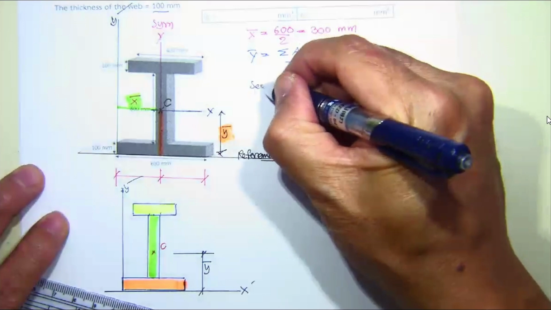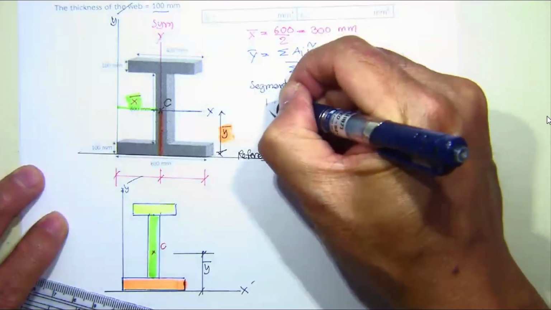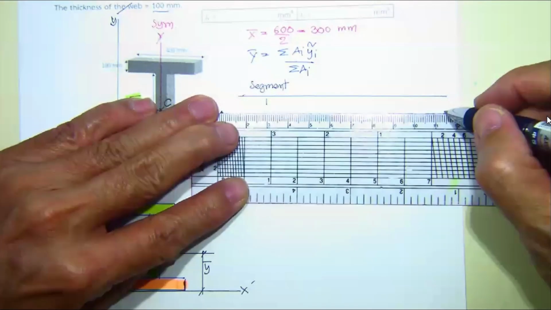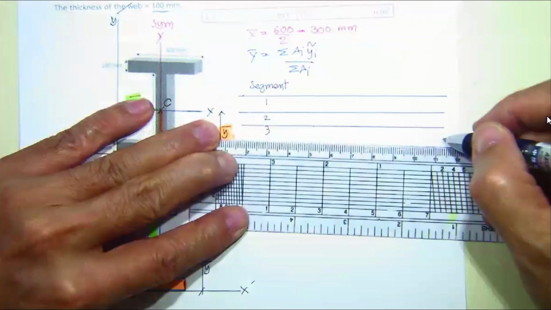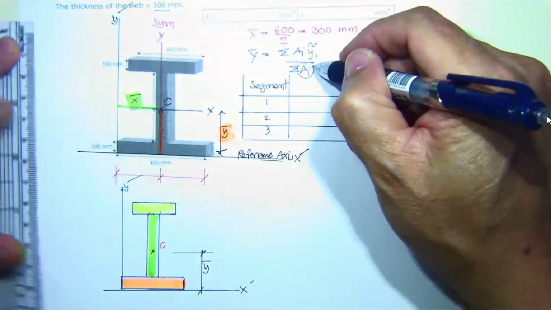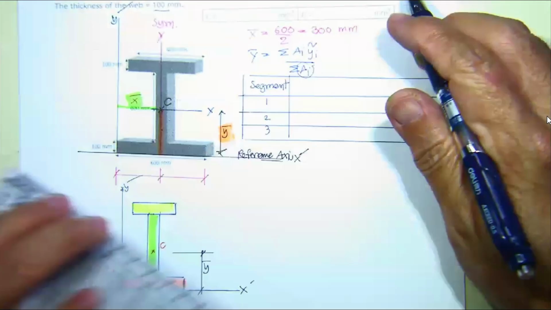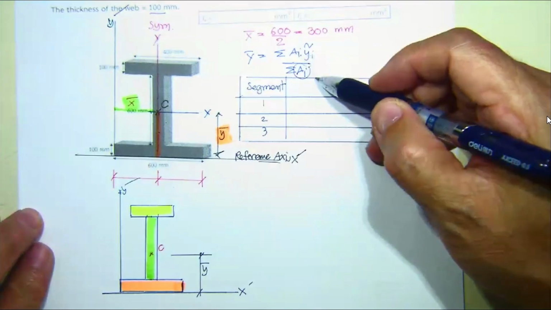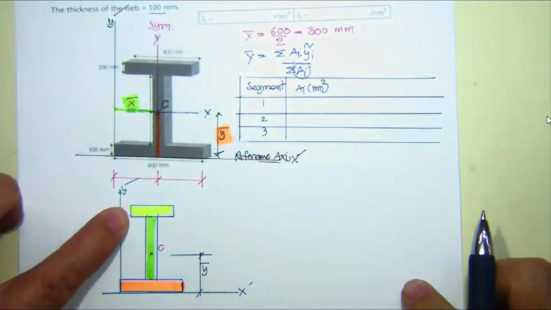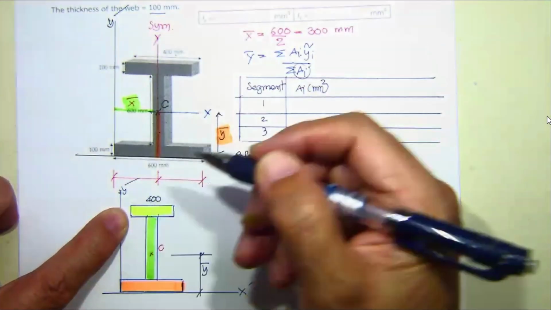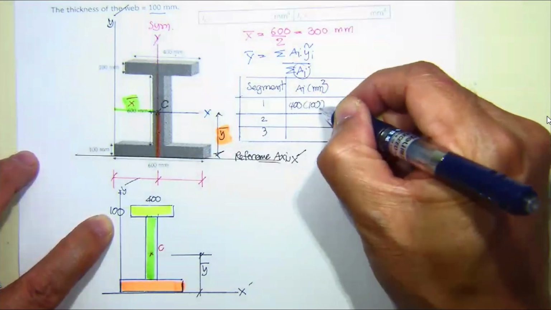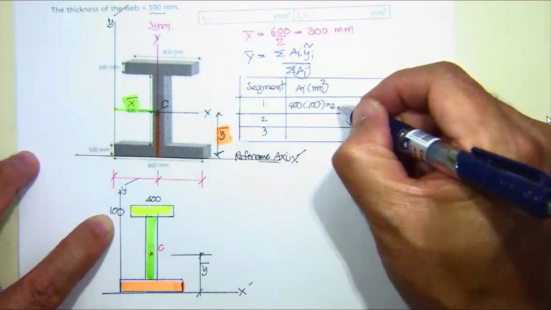We have segment, and following this one, 1, 2, and 3 segments. We have segment over here, 1, 2, and 3. Now, versus this one, we have the A sub i. A sub i is supposed to be the starting point because A sub i is on the top and also on the bottom. So A sub i in millimeter square. The first one over here, we have this one for 400. We have this one for 100. So therefore, it's going to be 400 times 100. You got to have this one for 40,000.